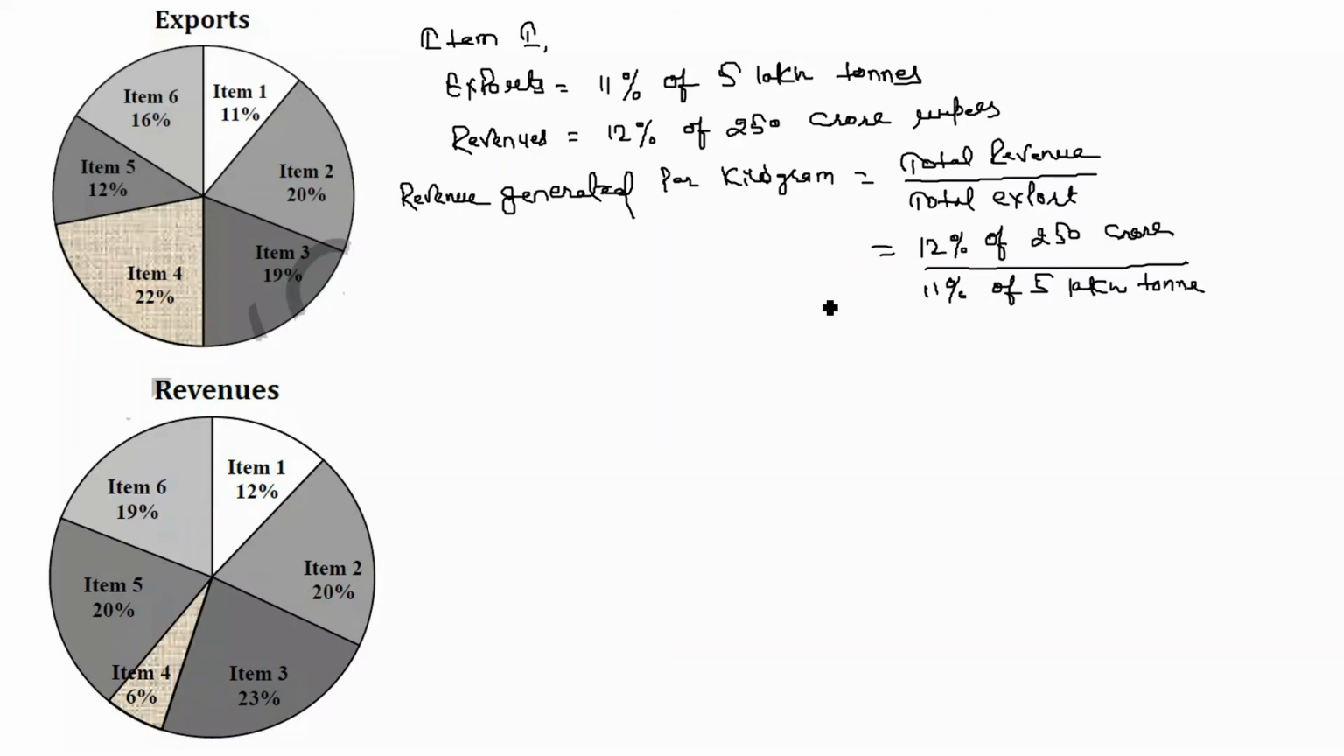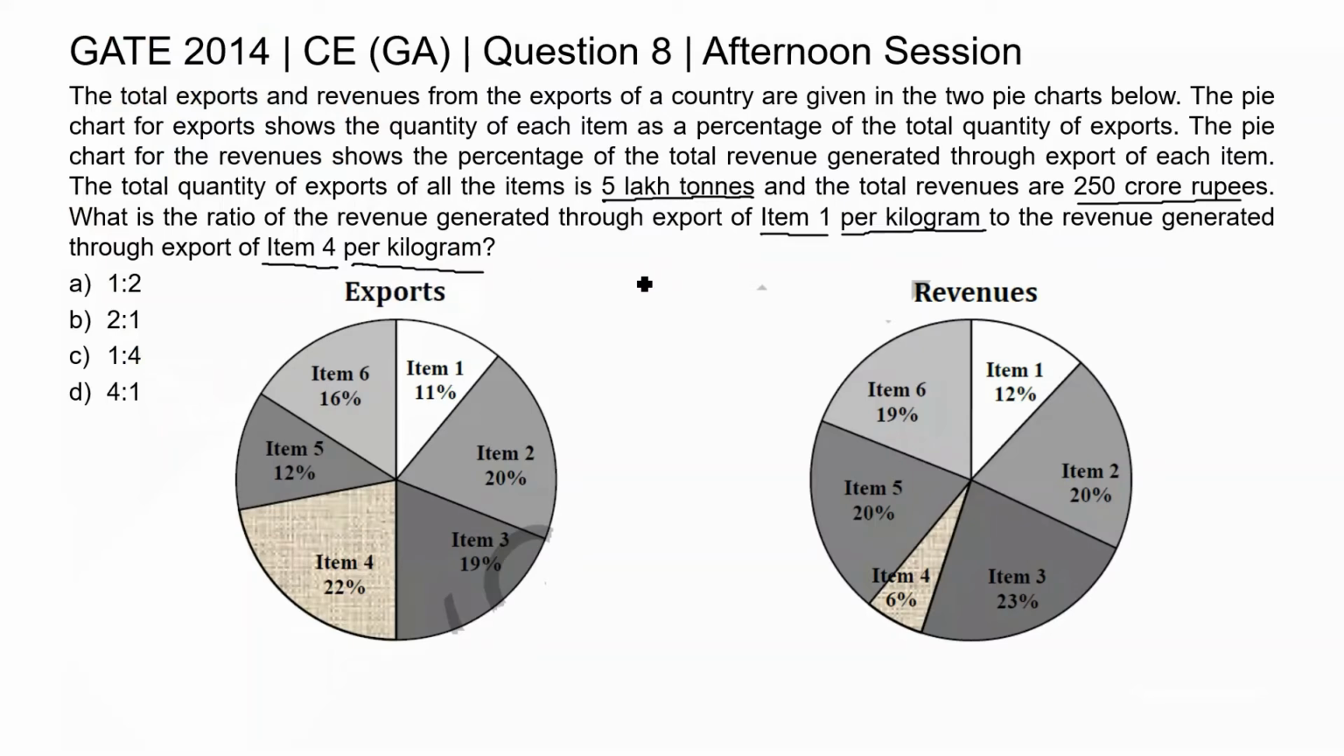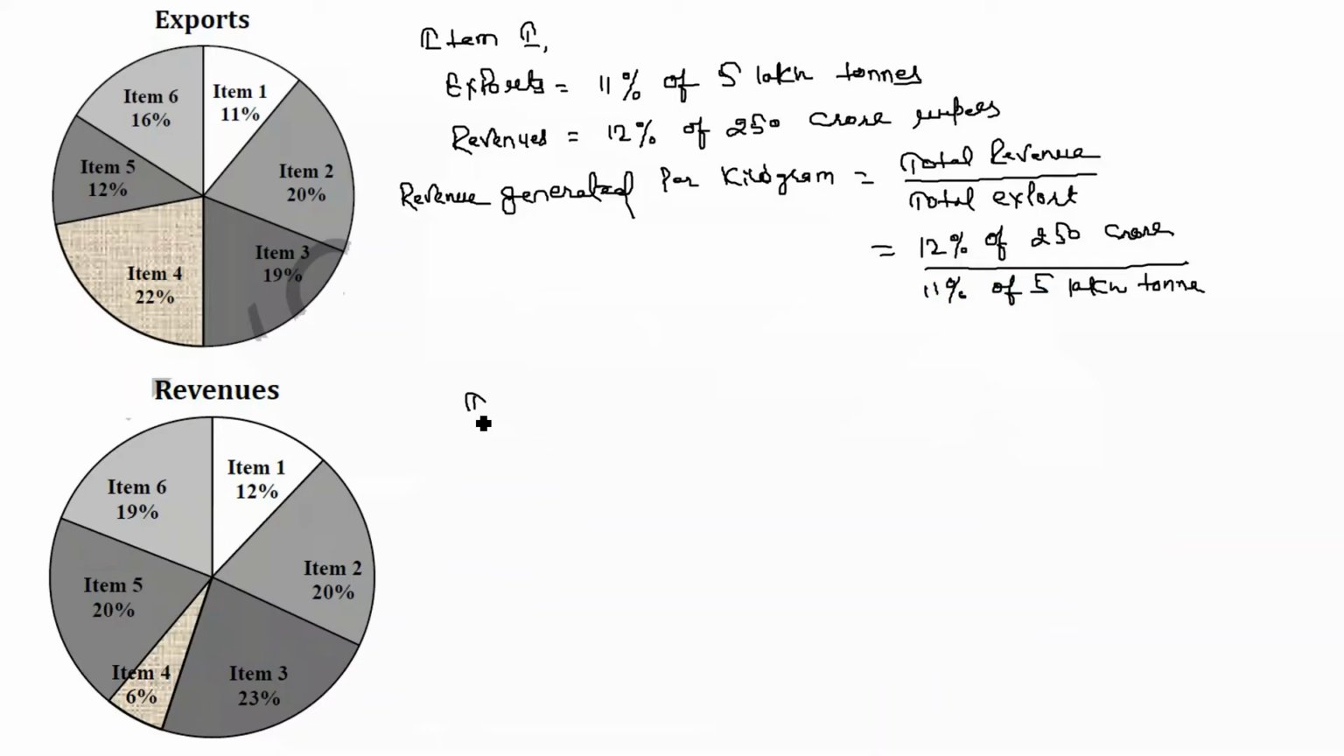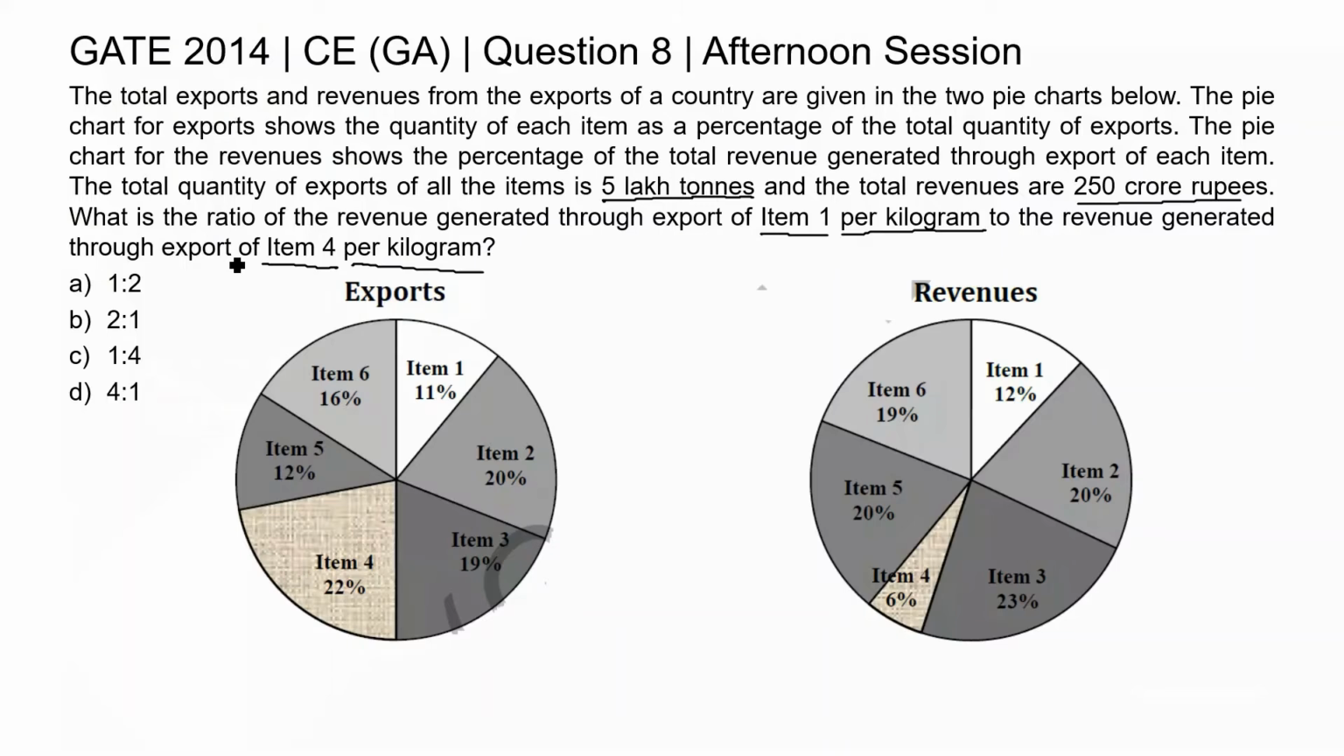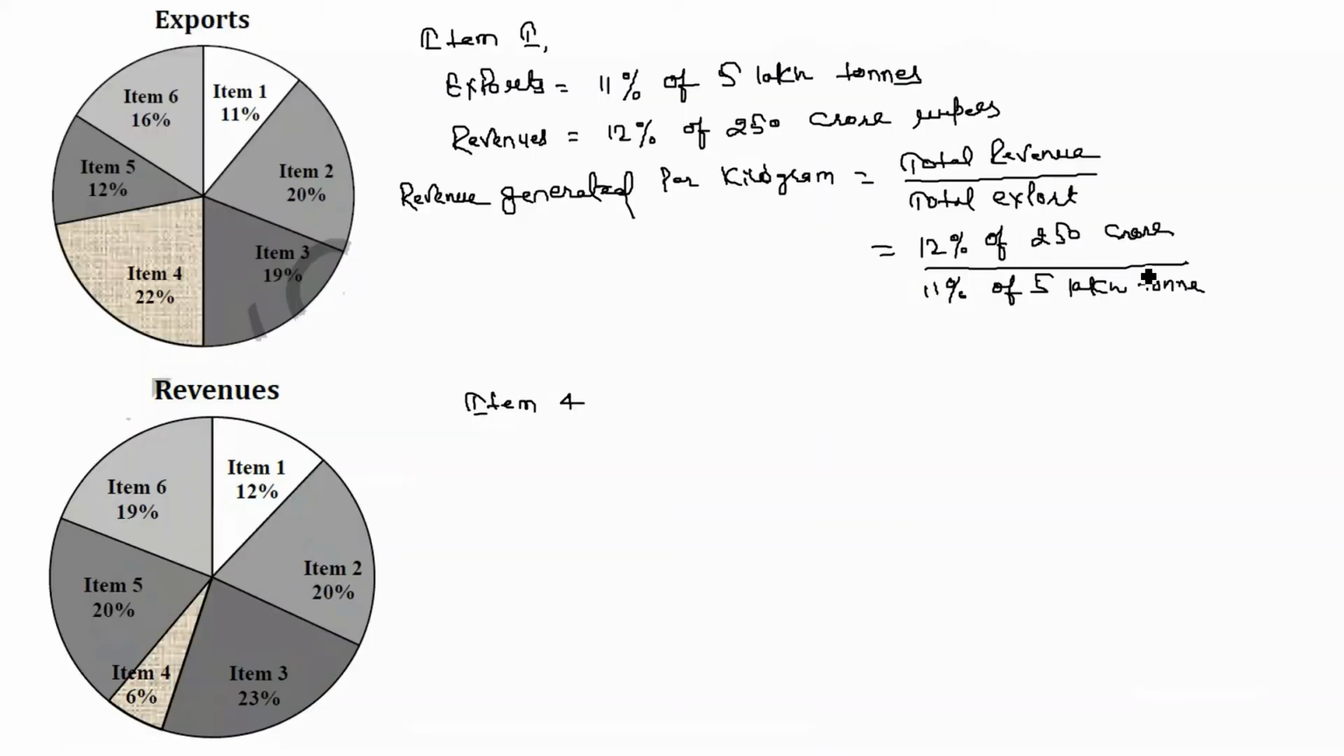Why? Because we need to find the ratio. So we find the same for item 4 first. Then when we find the ratio, many things will be common and they can be cancelled out among them. So whenever a question like a ratio is being asked, do not simplify this in the initial stage. Try to solve this at the last moment, so that many things are common which can be cancelled out.